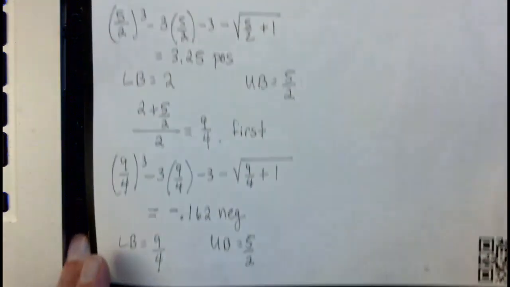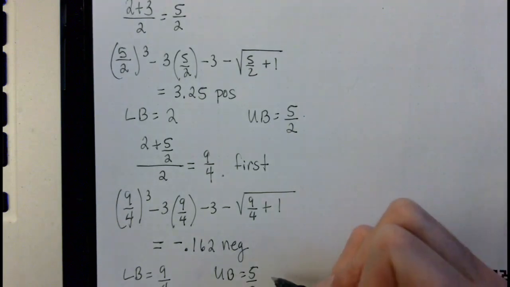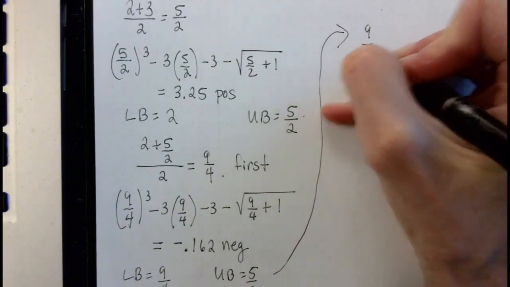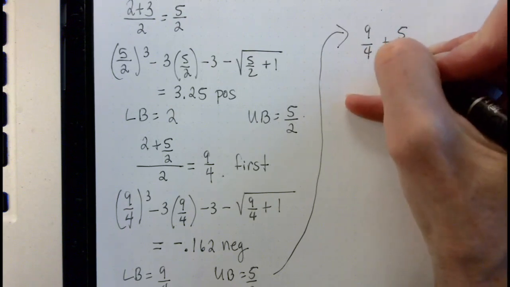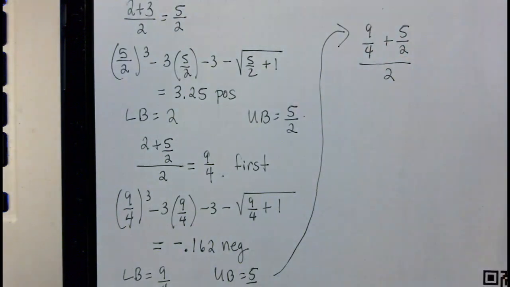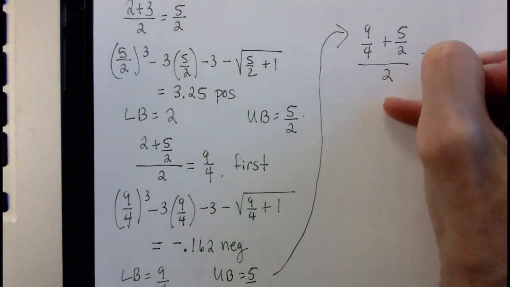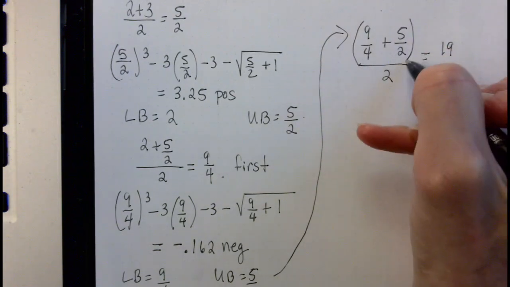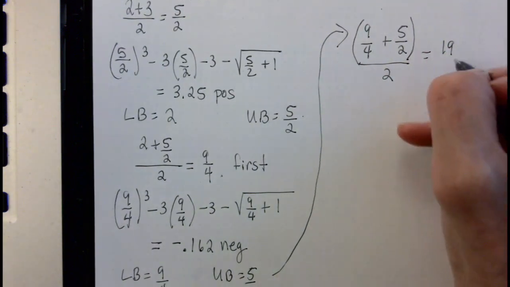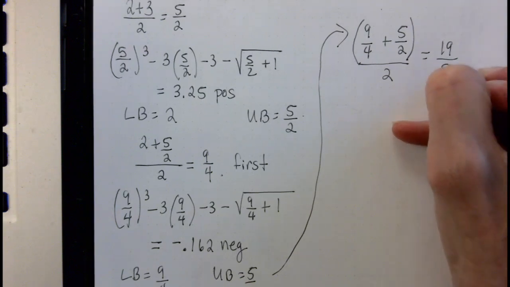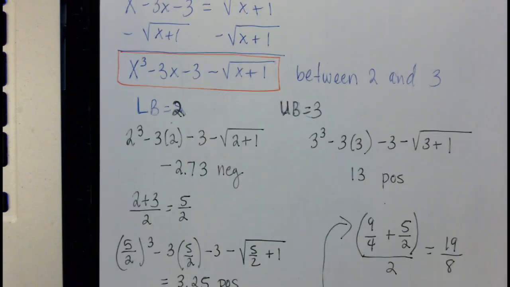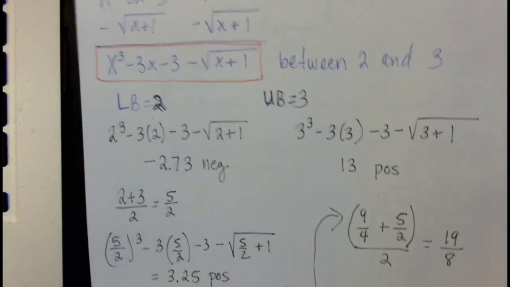And let's see if I can keep this on one page. I'm not sure I can, but we're going to take 9/4 plus 5/2 divided by 2. We're taking the two bounds and we're averaging them together. And when we do that, typing it into Desmos, if you're typing it into Desmos, by the way, you really do want parentheses around that, but we get 19/8. So we're going to take that 19/8 and put it back into that equation that's boxed in red.